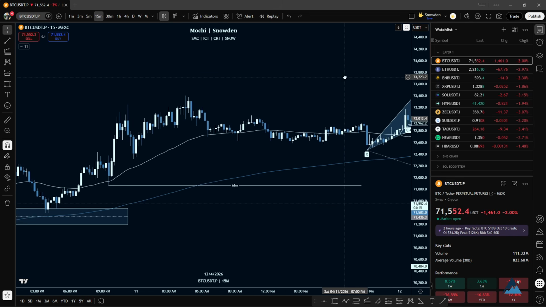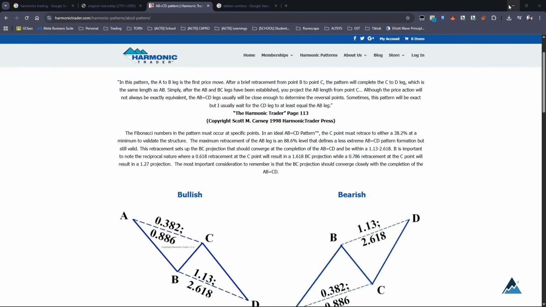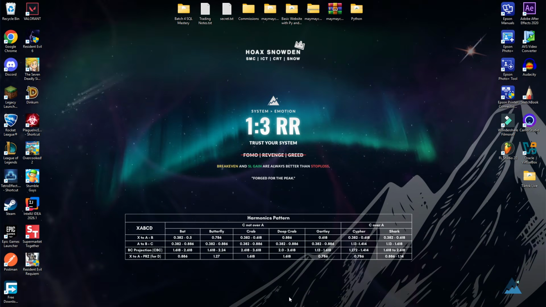Meaning that, hindi nyo naman need na kabisaduhin yung patterns because, ayun nga, we already have this. Feel free to screenshot if you guys want. Okay? Or, make your own list. Pwede rin naman. Mula doon sa website ni Scott Carney.